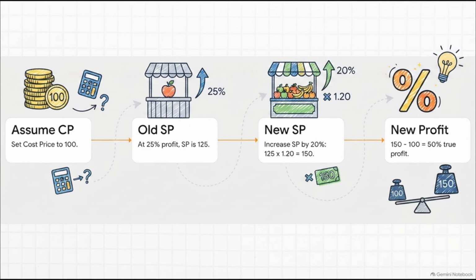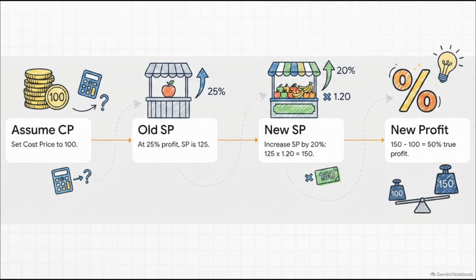Let's actually look at how this builds a super clear path through a really tricky problem. Imagine a question says, an article is sold at a 25% profit. If the selling price is then increased by 20%, what is the new profit percentage? If you try to use algebra here, it is an absolute headache. But applying our master key? Well, just assume the CP is 100. That means the old selling price with a 25% profit was simply 125.